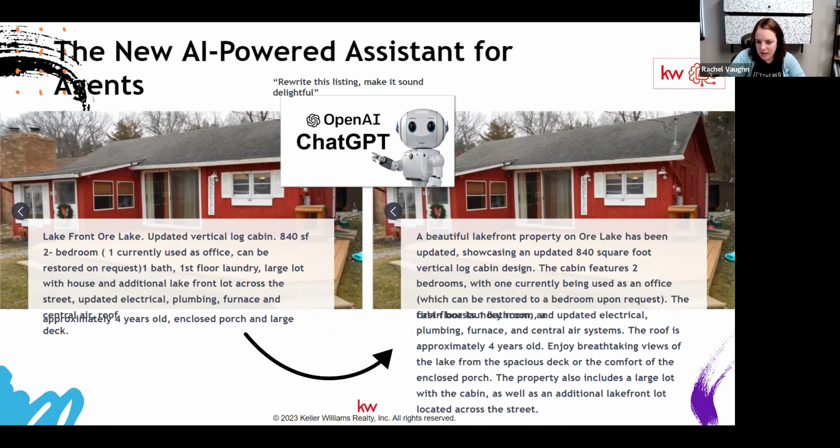Then you're going to get: a beautiful lakefront property on Ora Lake has been updated, showcasing an updated 840 square foot vertical log cabin design. The cabin features 2 bedrooms with 1 currently being used as an office. All the things are updated: electric, plumbing, furnace, central air system. The roof is approximately 4 years old. Enjoy breathtaking views of the lake from the spacious deck, and so forth.